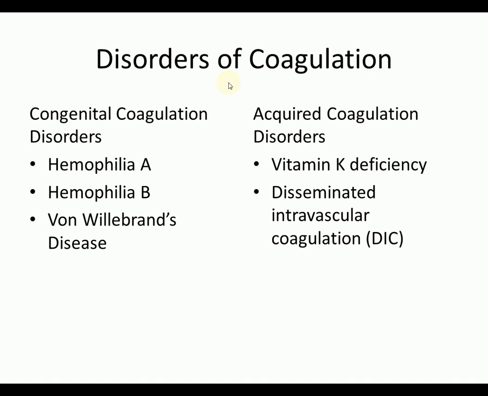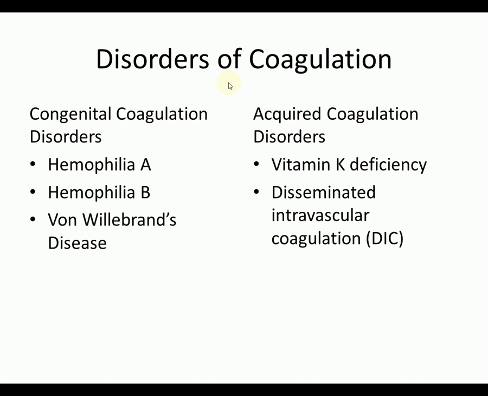Okay, hemophilia refers to a group of bleeding disorders in which there is a deficiency in one of the factors necessary for coagulation of blood. In about 80% of all cases of hemophilia, the inheritance pattern is X-linked recessive. The two most common forms of the disorder are factor 8 deficiency, which is your hemophilia A, and factor 9 deficiency, which is your hemophilia B or Christmas disease.